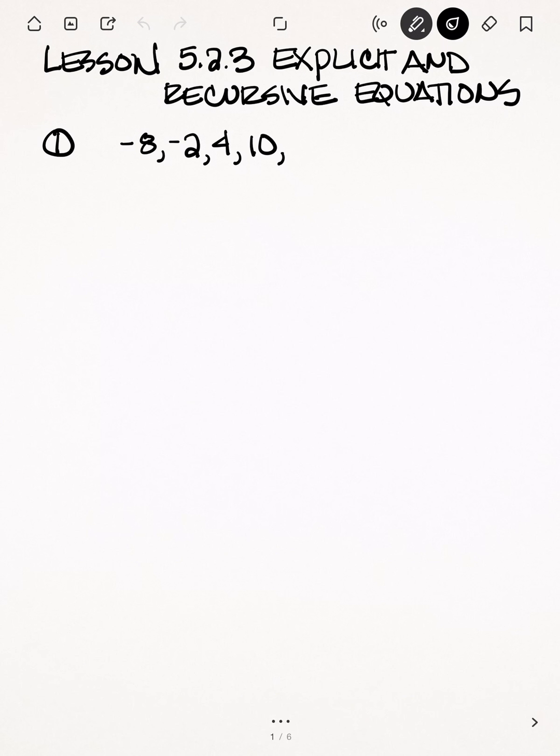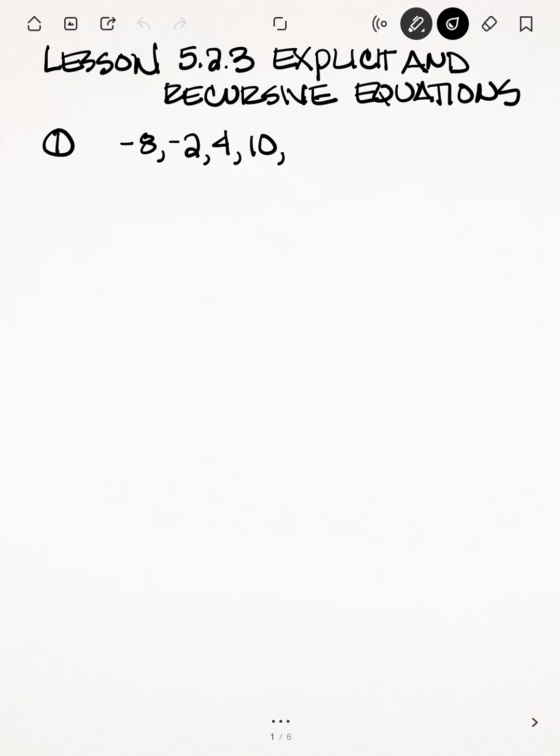Today we're going to talk about lesson 523. We're going to learn how to deal with explicit and recursive equations and what they mean. It says you have been writing equations for arithmetic sequences so that you could find the value of any term in the sequence, such as the 100th term, directly. Today we will investigate recursive sequences.